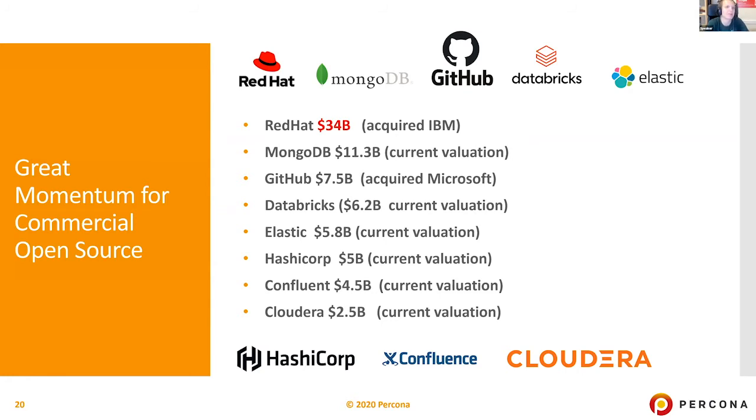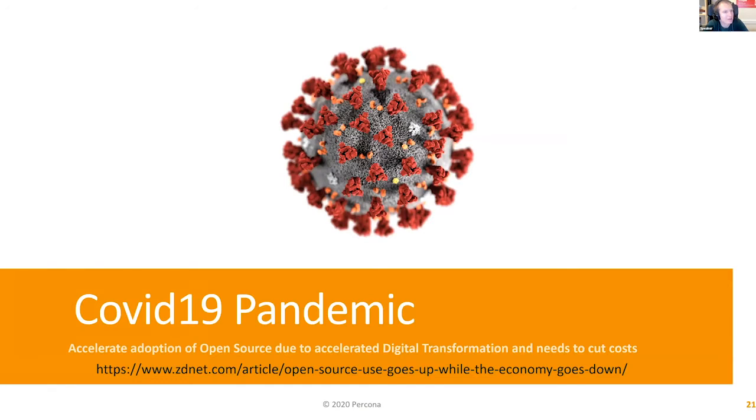Another interesting thing, which I think is happening right now, is that we have a pandemic, obviously. This has been causing the acceleration of digital transformation in many cases, at the same time as the need to cut costs, or at least prevent them from going up that quickly. And I think that was very good for open source. Just a few days ago, an interesting article came out on ZDNet, and I like the title of that: open source goes up when the economy goes down.